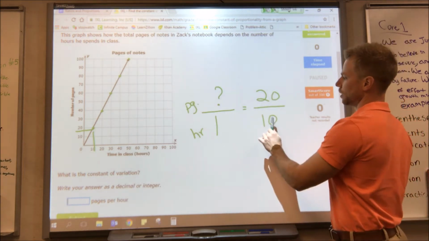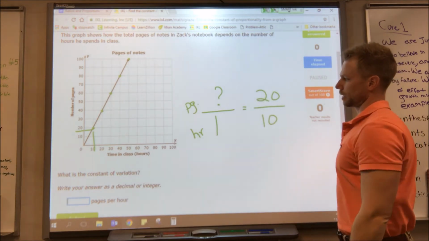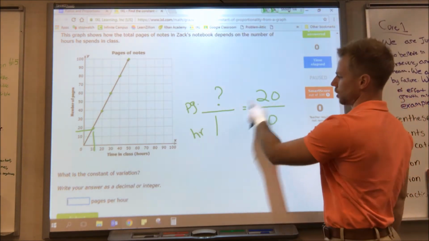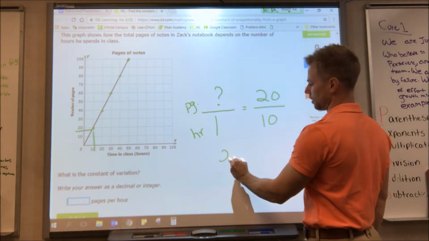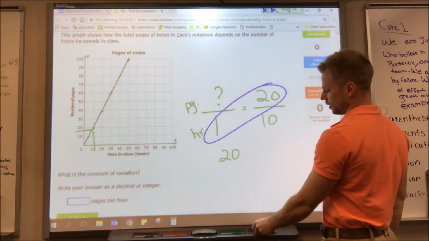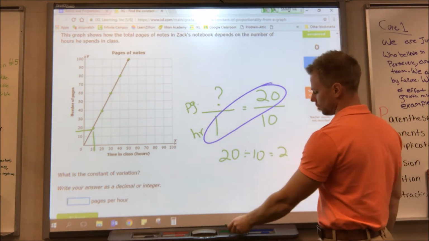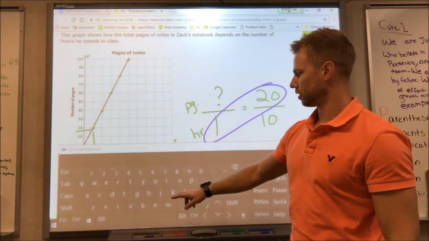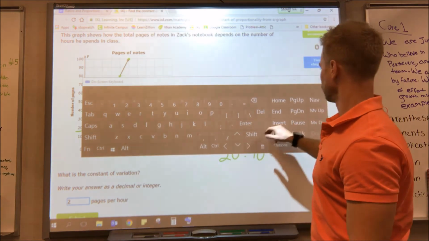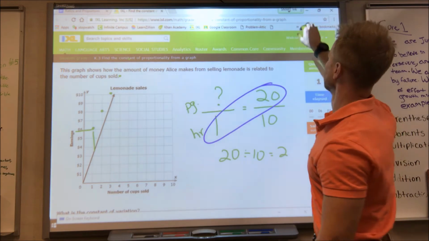So I could cross multiply and divide, figure out what the question mark is, or I could simply reduce this fraction. Since we're used to working with proportions and solving those, I'll just cross multiply, divide. 20 times 1 is 20, and these are the two numbers we multiply. 20 times 1 is 20, divide that by 10 equals 2. So my constant of variation is 2. It would be 2 pages for every 1 hour. Okay? Good.